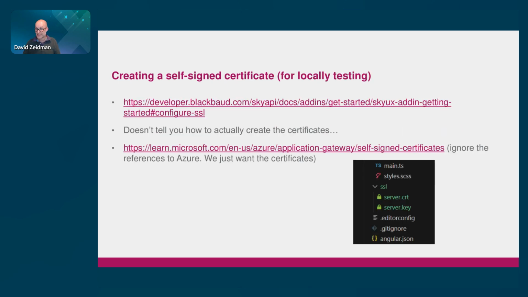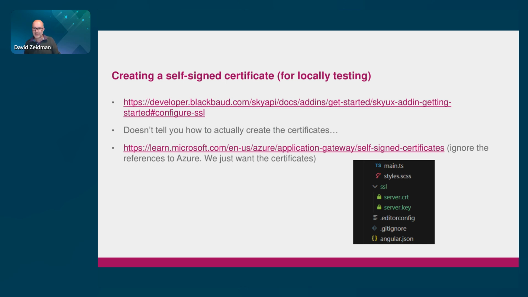One of the aspects it talks about in that is setting up certificates for local testing. Without those, it just won't work. And Blackbaud did talk about that in the documentation, but one thing they don't do is tell you how to go about creating a certificate. And it's not that obvious or straightforward either, unfortunately. At least I didn't think so.